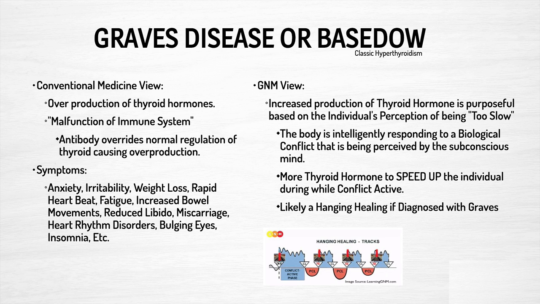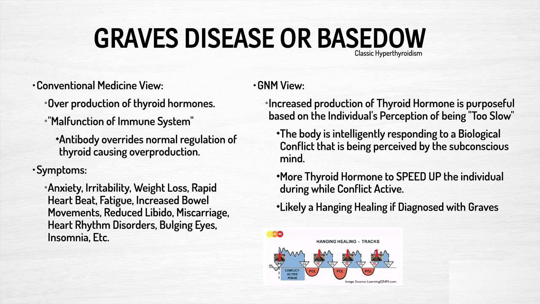I read a description somewhere that said they think it might be an antibody that overrides the normal regulation of the thyroid, causing overproduction. There's a signaling agent that comes from the pituitary gland, and this antibody overrides it, and it causes the body to make way too much. And those are all the typical symptoms of Graves' disease.